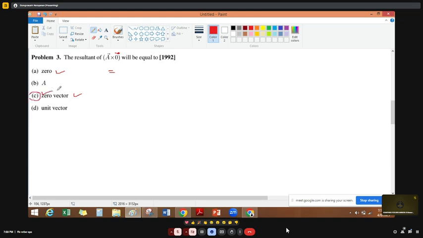Okay, very good. So even though the resultant is 0, since it is a cross product, the resultant will also be a vector. That means we'll choose it as 0 vector. Of course, A is wrong. Unit vector is also wrong, right? Because the magnitude of a unit vector is equal to 1. So you can easily eliminate A and this one. The only confusion you may have is 0 and 0 vector. Since it is a cross product, you should know that the resultant is also a vector.